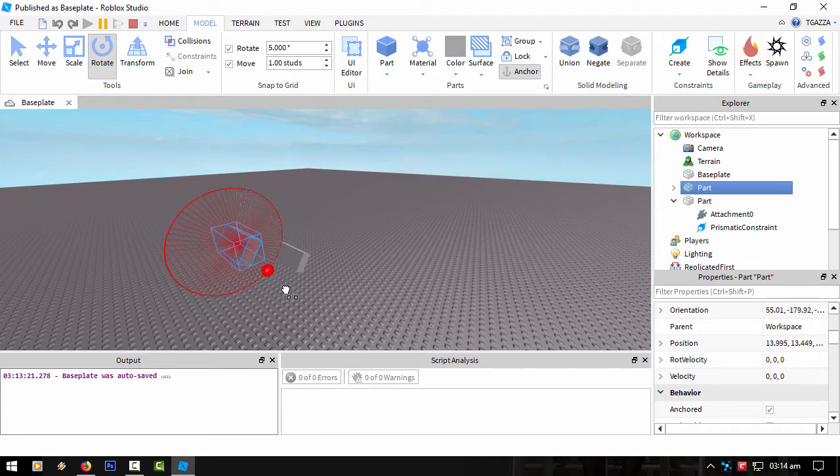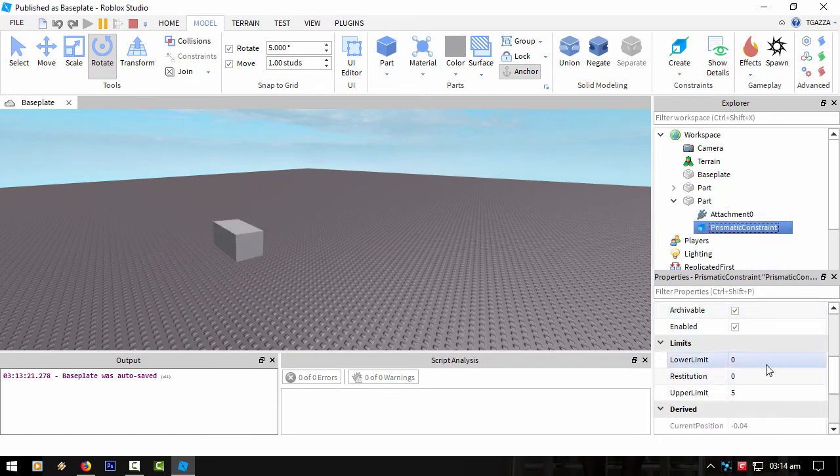It's kind of like a piston without the steam, if you like, or oil, if you like. Depends on what century you're on. So yeah, that's the prismatic constraint. Let's show you it motorized. All you got to do, you don't have to have the limits enabled for the motor. You can go to any length if you want to.